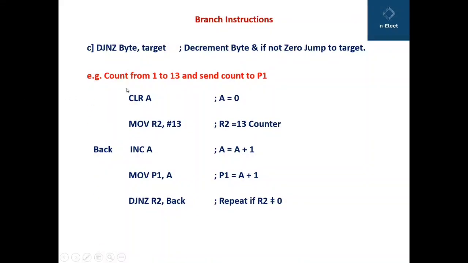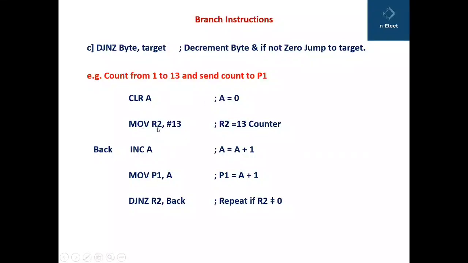We will see one example here. Count from 1 to 13 and send the count to port 1. So we will have to count from 1 to 13, and when the counting is complete, send the count to P1. First we will do the accumulator clearing, that is, clear accumulator. This instruction is used for clearing the contents of the accumulator. So the accumulator is initialized as 0, meaning all 0 bits will be there in the accumulator.